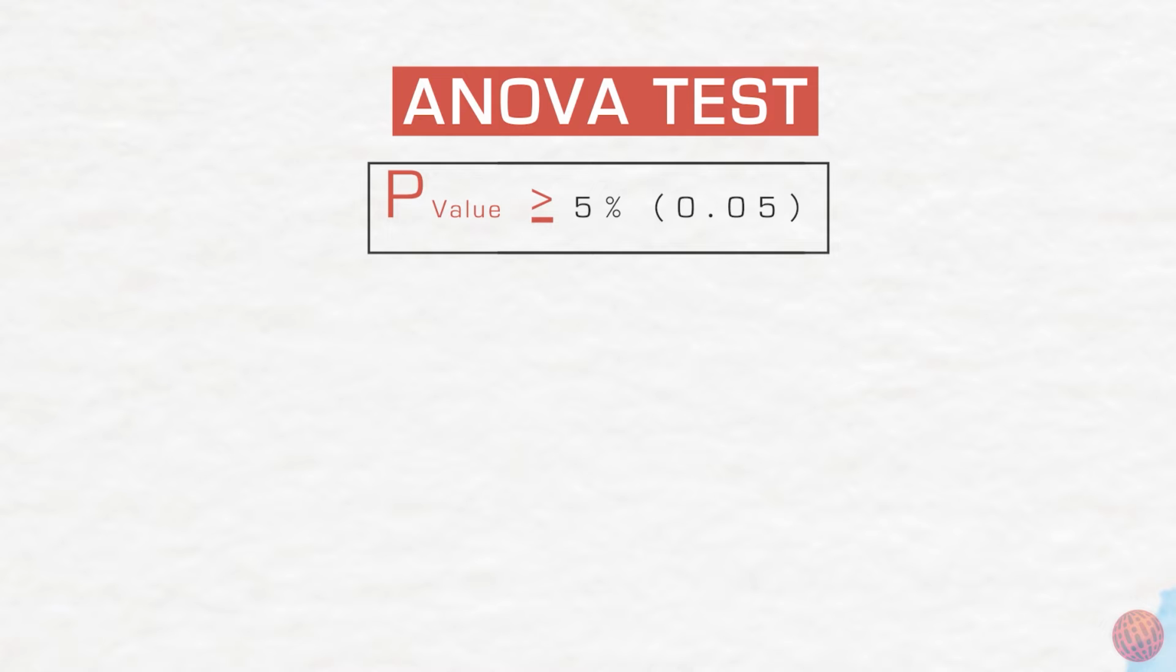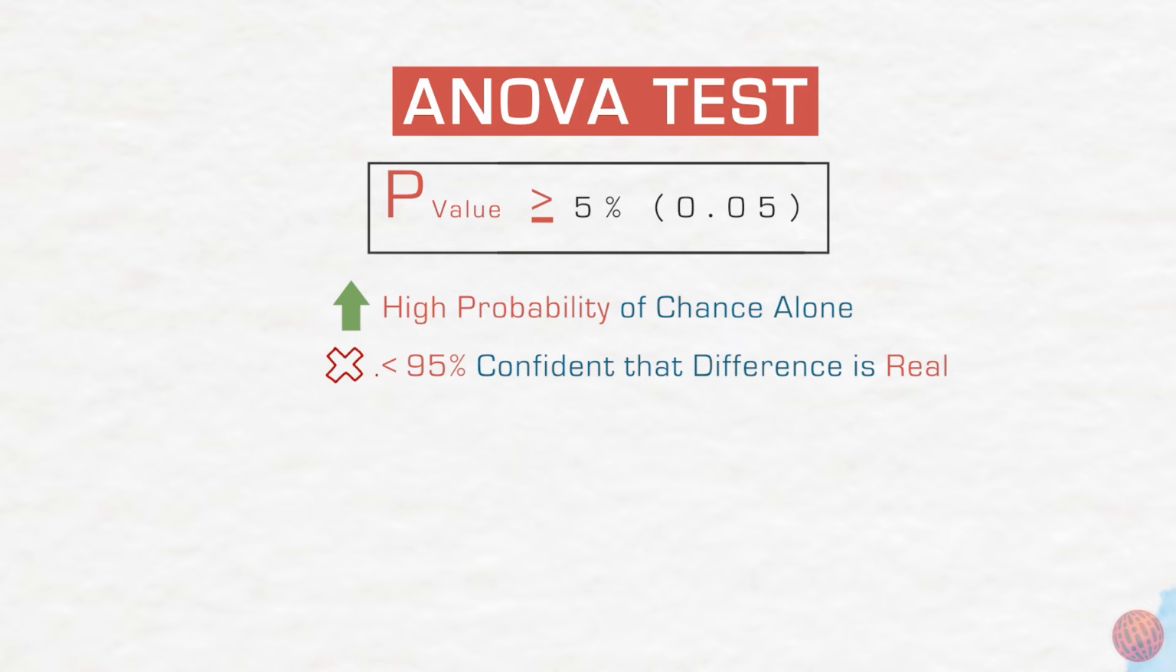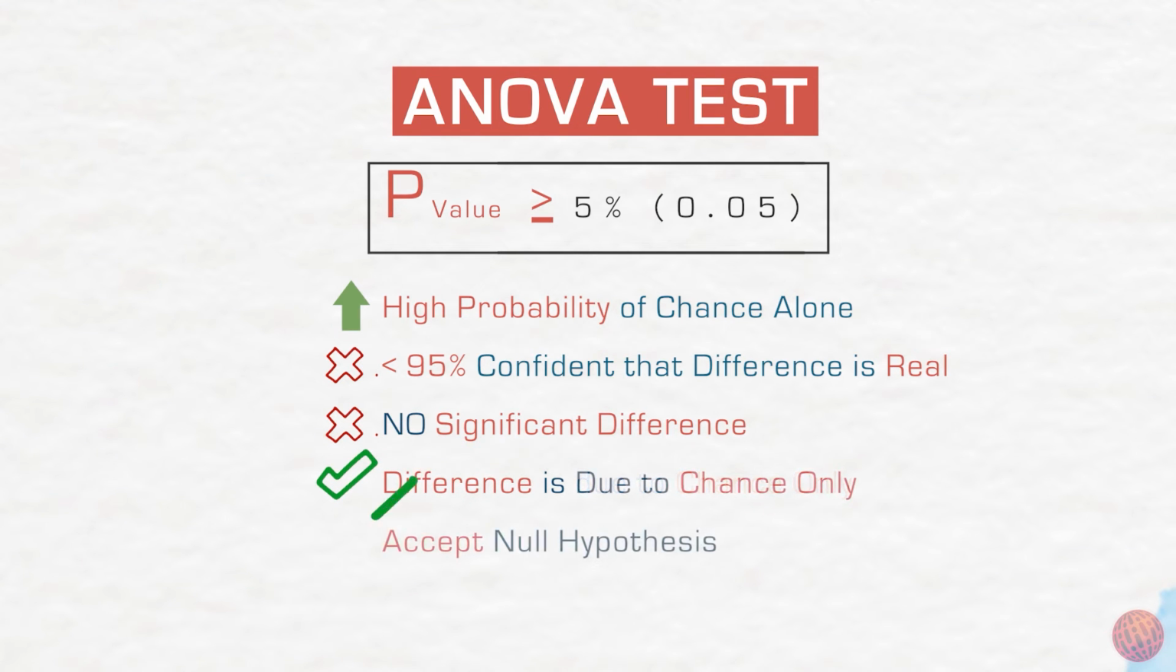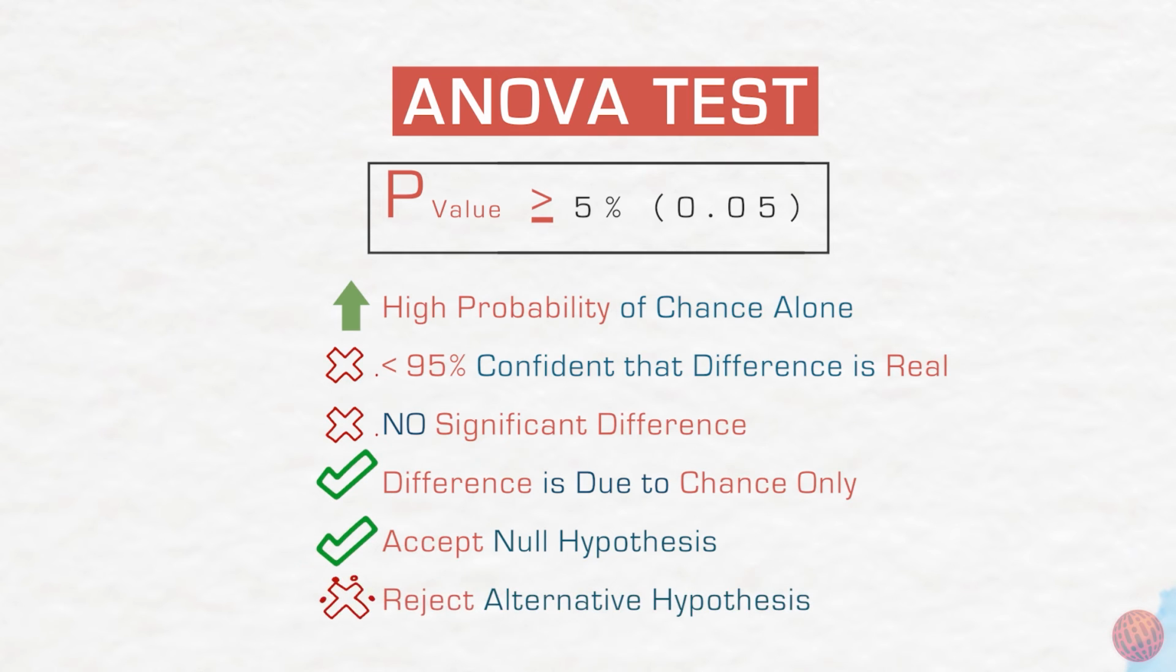If the p-value is more than 5%, which is 0.05, this means that there is high probability that chance alone could produce the difference. This means that we are less than 95% confident that the difference is real and not due to chance only. So we can conclude that the difference between the 3 groups is not significant and is probably due to chance only. And accordingly, we accept the null hypothesis and reject the alternative hypothesis.